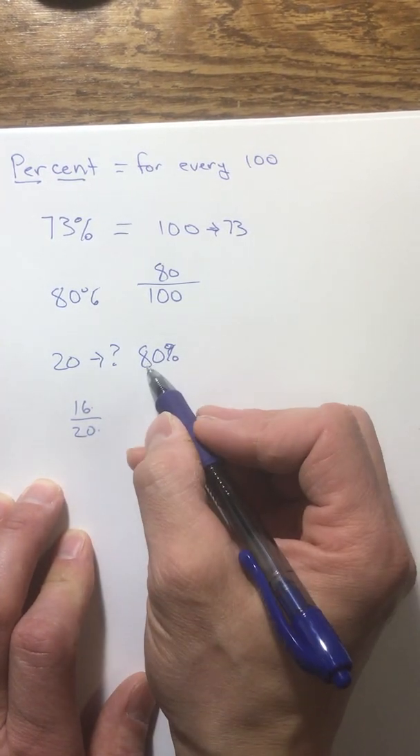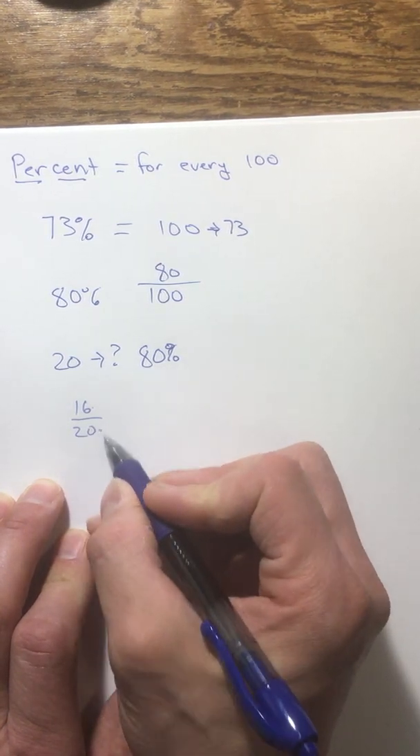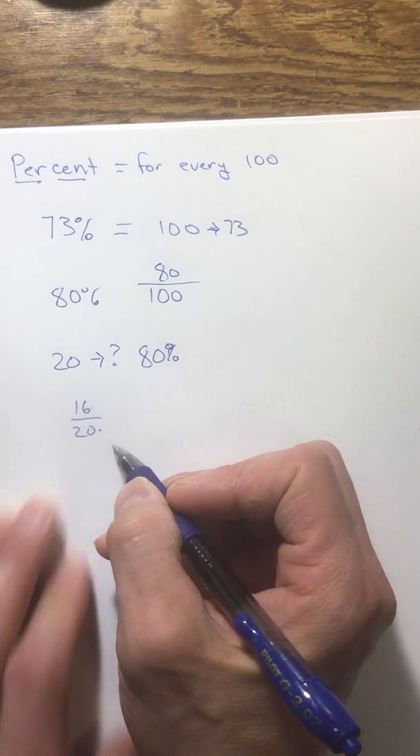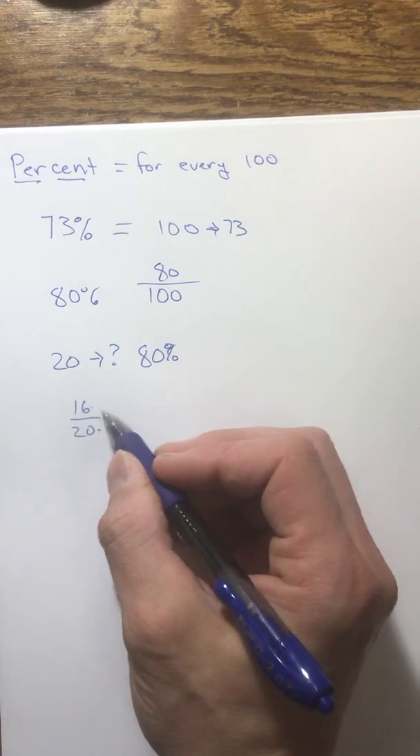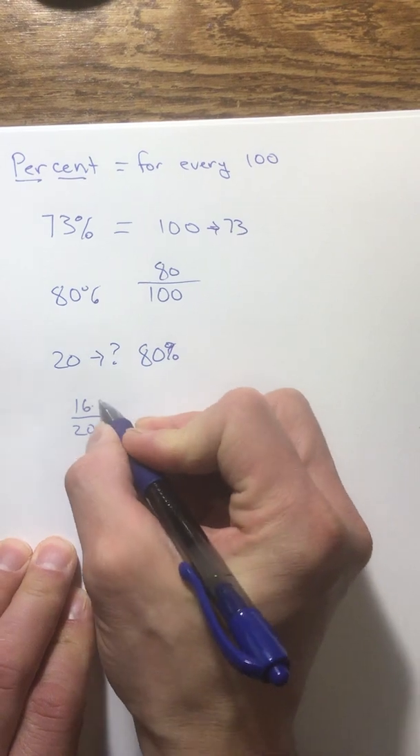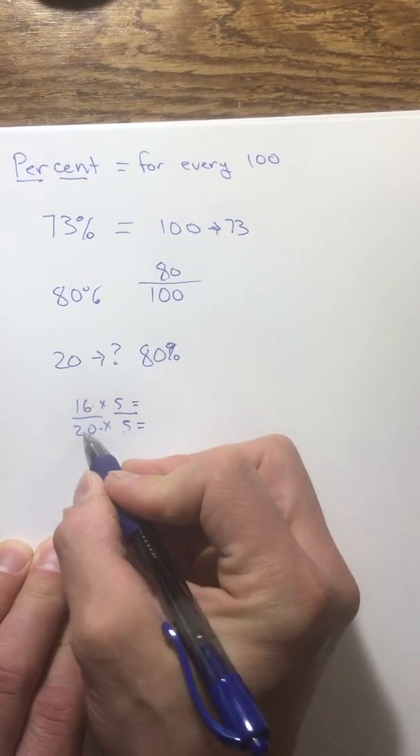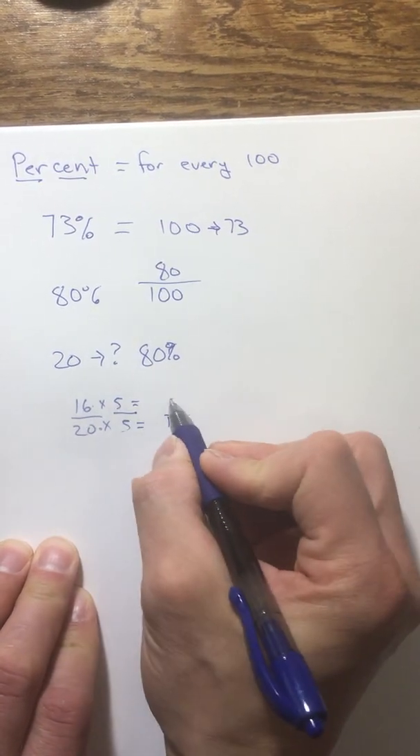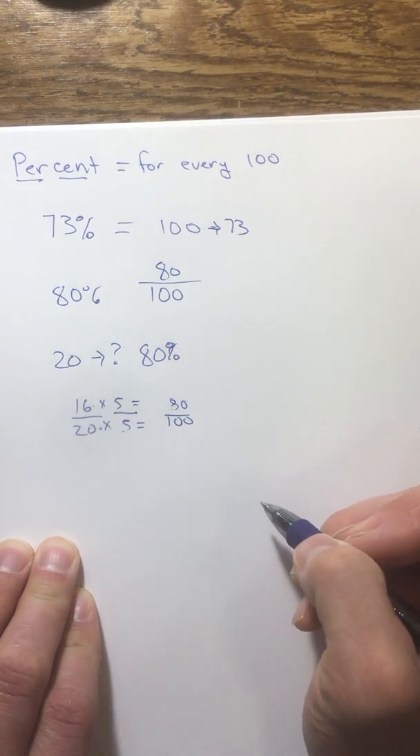To figure out the percent, there's two ways you can do it. One way is to figure out how I can make 20 equal to 100. 20 times 5 equals 100, and then we can times both numbers by 5. 20 times 5 is 100, that was what we wanted anyhow. 16 times 5 is 80. Here we are back at 80 out of 100, which is 80%.